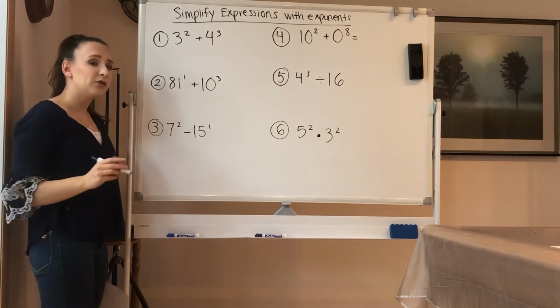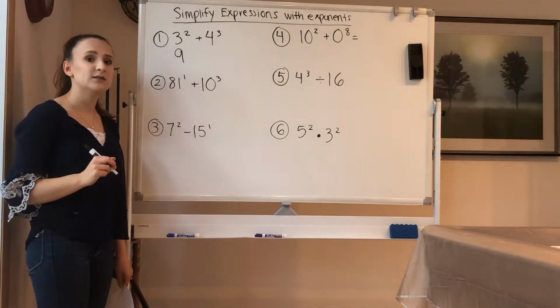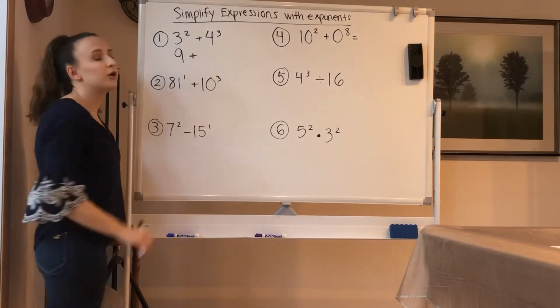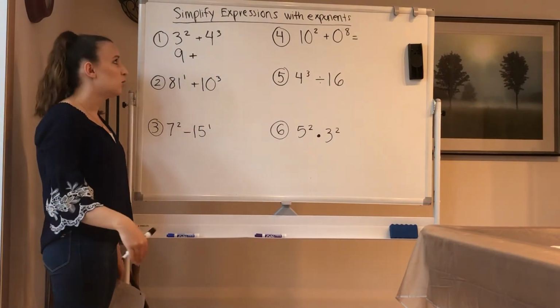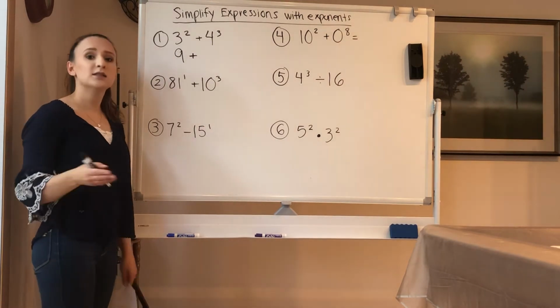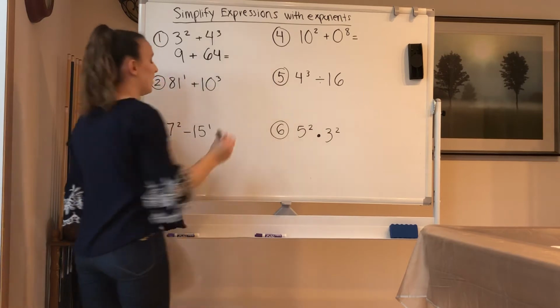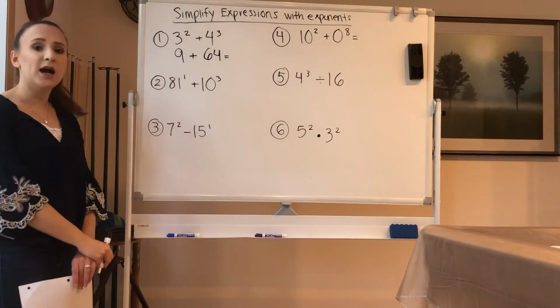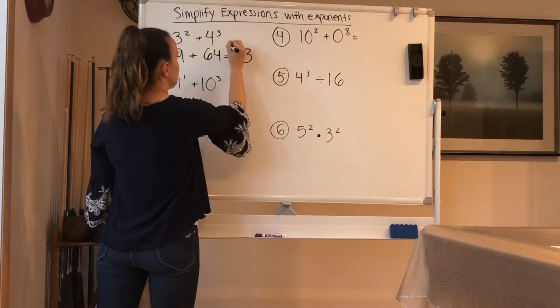Well, I know that 3 squared is 9, because that's 3 times 3. Plus 4 to the third, that's 4 times 4 times 4. 4 times 4 is 16, times 4 is 64. So now I have 9 plus 64. And 9 plus 64 is 73. So that's your answer.